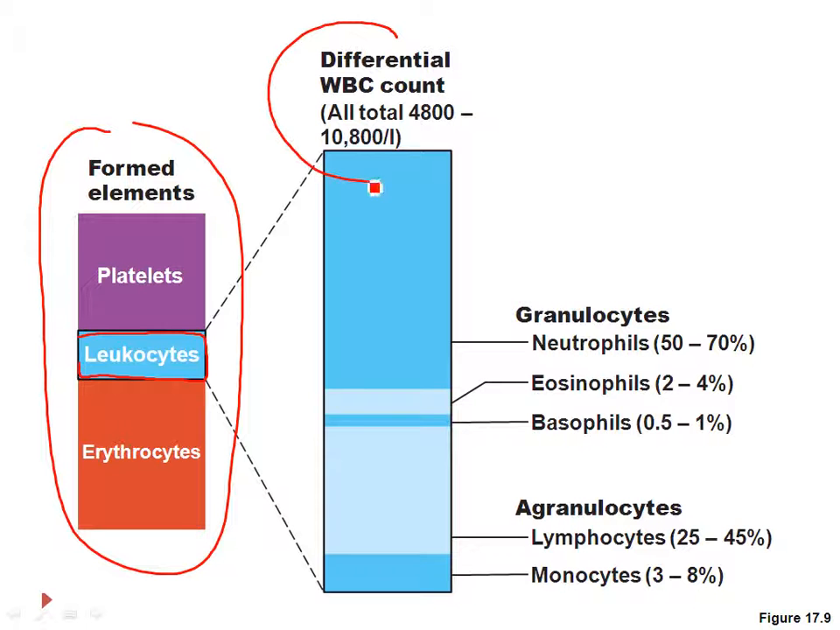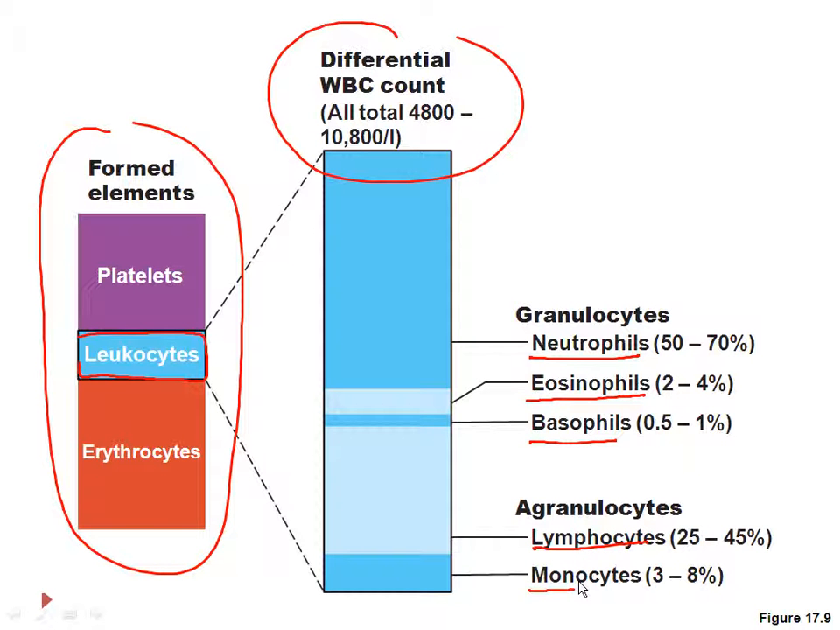Most of us have likely had what's called a differential white blood cell count performed on us as a blood test at some point during our lifetimes. And when that type of white blood cell count is performed, what they're looking at is what percentage out of all of your white blood cells that you have are neutrophils, what percentage are eosinophils, basophils, lymphocytes, and monocytes.